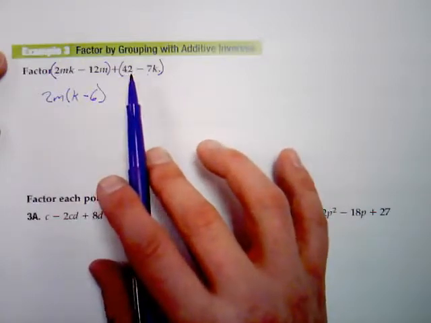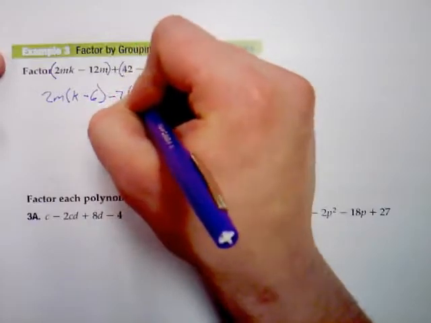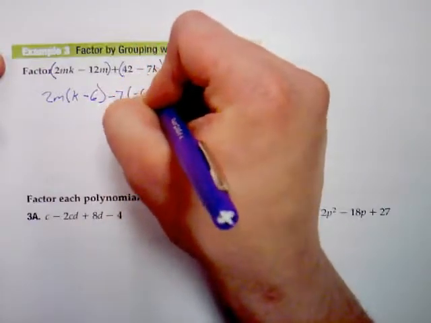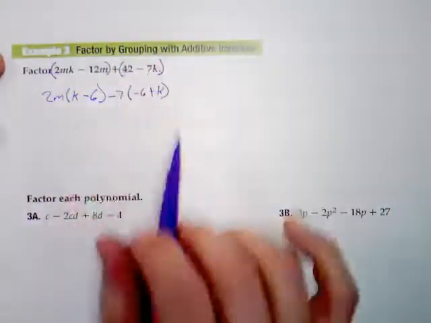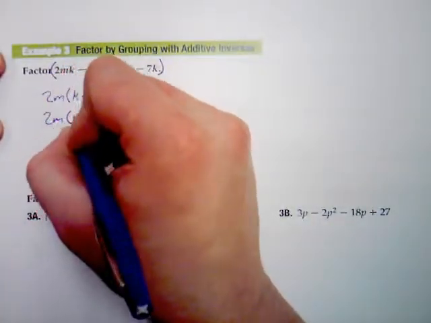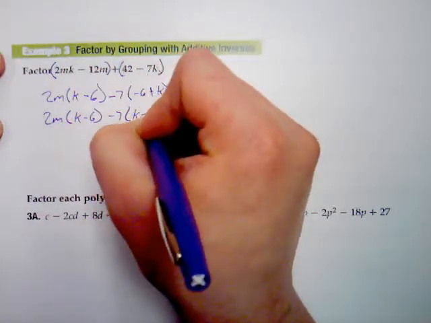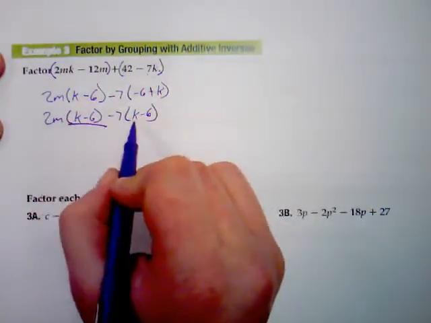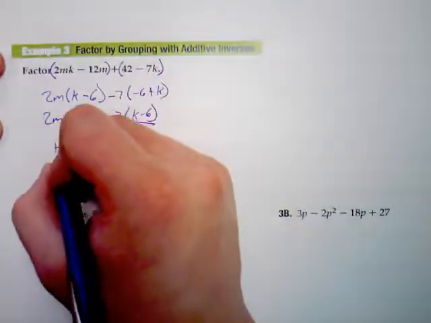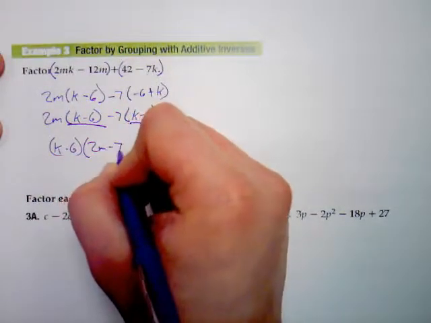What I want to do is factor out a negative 7. So when I factor out a negative 7, now I'm left with negative 6 plus k, which I can rearrange and write as k minus 6. And I will do that. So now there's my common binomial factor. I'll factor that out, and I'm left with k minus 6 times the quantity 2m minus 7.